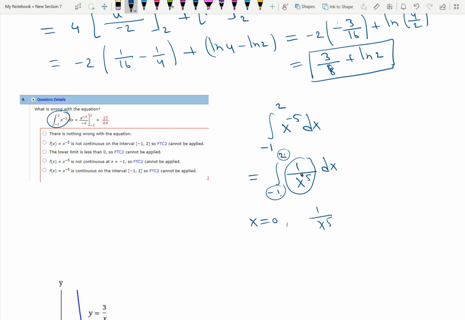So this function has a discontinuity at x equals 0, so we cannot apply the first fundamental theorem of calculus or the second fundamental theorem of calculus. So the problem is that f is not continuous on the interval negative 1 to 2, so this theorem cannot be applied. So this is the answer.